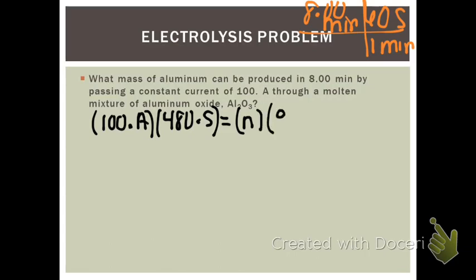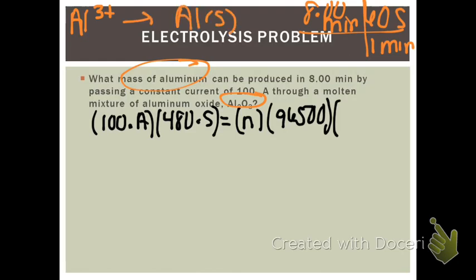And 96,500. And how many electrons? Again, the hardest part. If you look at this equation, they're talking about aluminum. You're making aluminum. The aluminum is coming from a mixture of aluminum oxide. In aluminum oxide, what's the charge of just the aluminum? I don't care about the oxygen. The aluminum in aluminum oxide is 3 plus, and I'm making aluminum solid. So how many electrons do I have to add? 3. So the answer is 3 electrons, 3 moles.